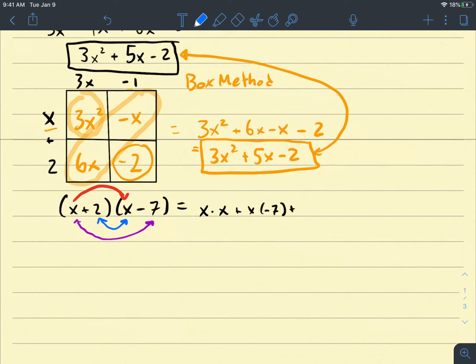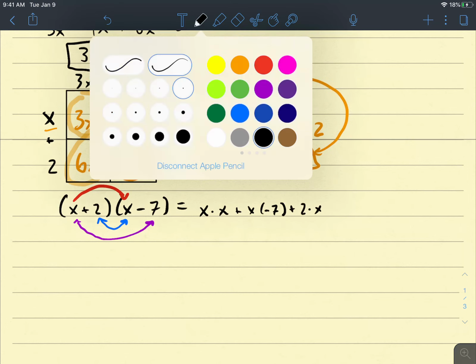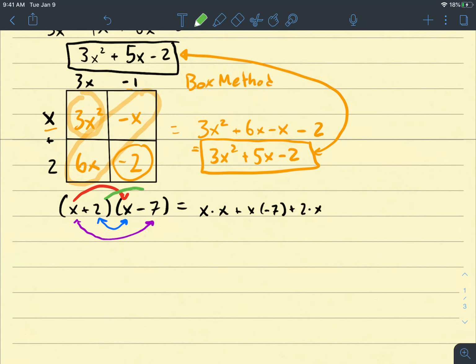So that's going to be 2 times x. And now we're going to use the last numbers in the parentheses. Positive 2 times negative 7. Right? So 2 times negative 7. X times x, that is x squared. And then x times negative 7 is just going to be negative 7x. Then negative takes over the positive. And then plus 2x. And then 2 times negative 7 is going to be negative 14.